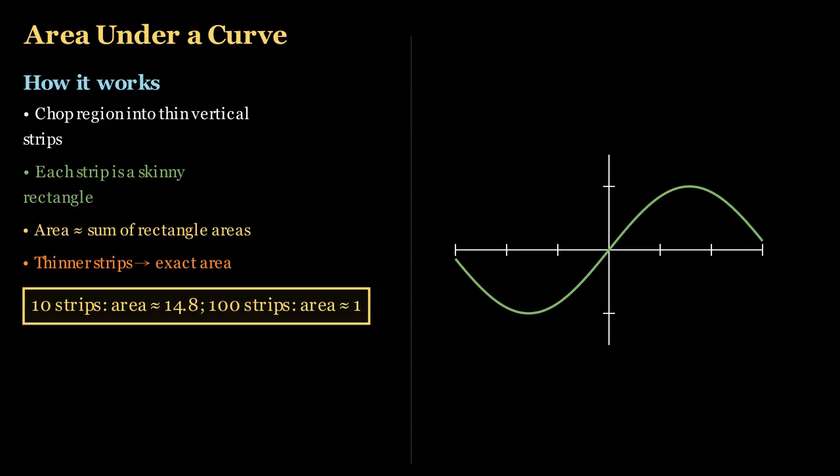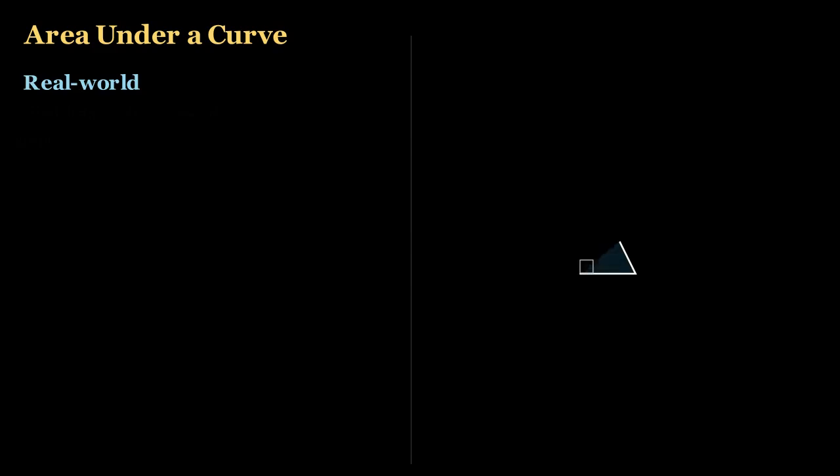Let's put this to work with a real problem. A car starts from rest and speeds up steadily. Its speed at time t is v of t equals 2t. So after 1 second it's going 2 meters per second, after 2 seconds 4 meters per second, and so on. The graph is a straight line sloping up from the origin. We want the total distance covered in the first 5 seconds. That distance is exactly the area under this speed line from t equals 0 to t equals 5.